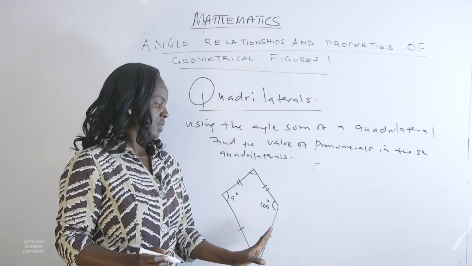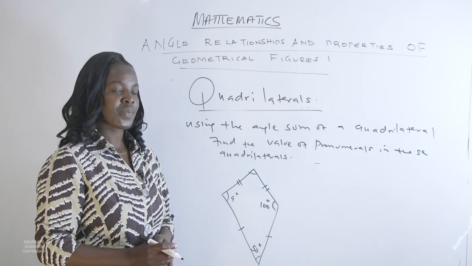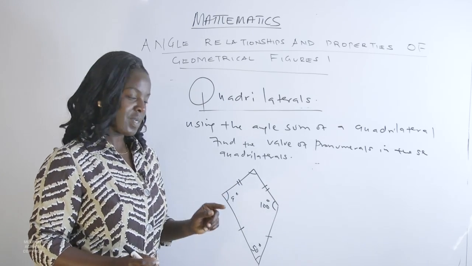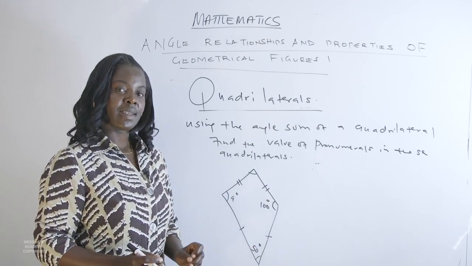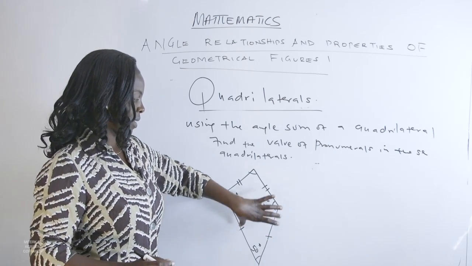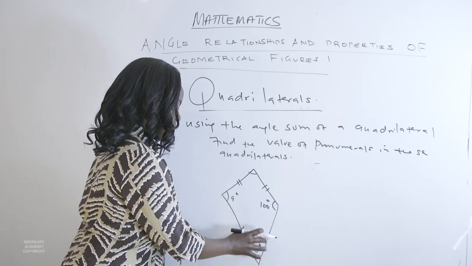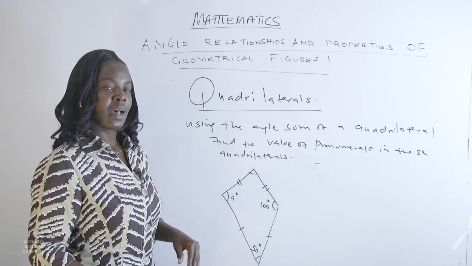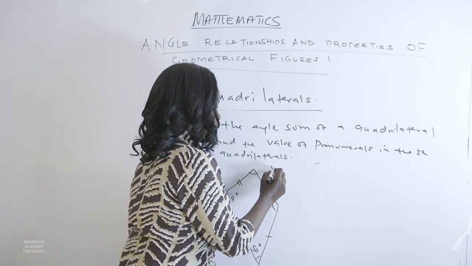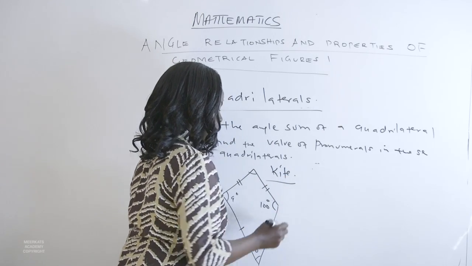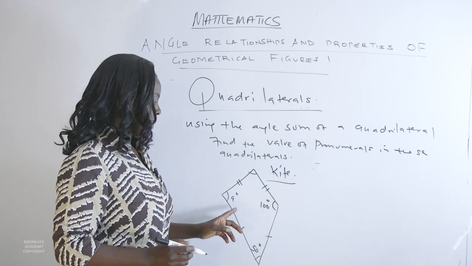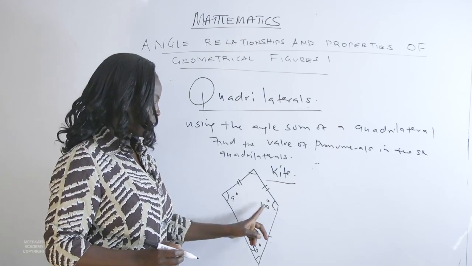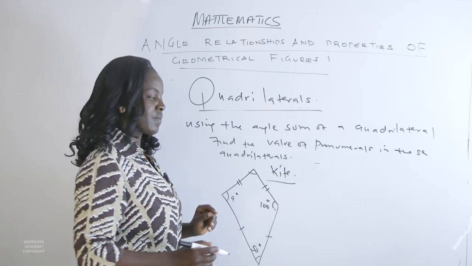So what is the name of this quadrilateral? You realize that this side and this side are equal. This side and this side are equal. This triangle that is formed down here is bigger than, or longer than, this. So this one is a kite. So we know for a kite, this angle and this angle, these opposite angles, are equal.